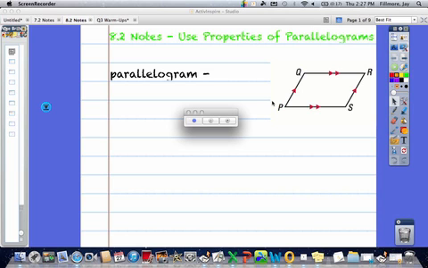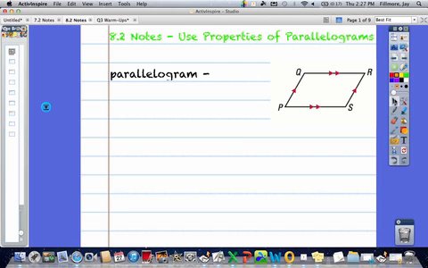Today we're talking about section 8.2, which is using properties of parallelograms. This lesson won't be quite as interactive or interesting as it was in class, for the sake of keeping this video concise and short. So what we need to know is the precise definition of a parallelogram, which you see over here on the right side of the flip chart.